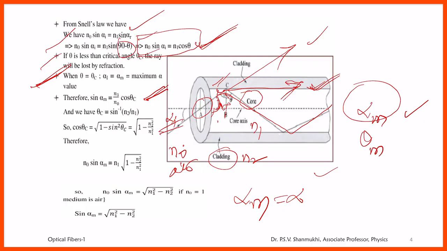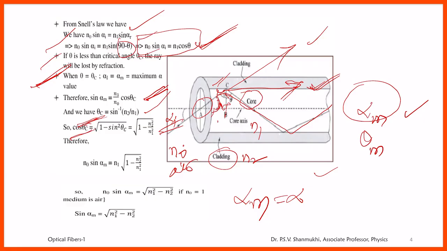Here, so what is this theta c? Again, you apply Snell's law at the point C. If theta is equal to theta c, apply Snell's law. What do you get? N1 sin theta c is equal to N2 sin theta, where theta means 90 degrees. So theta c is equal to sin inverse of N2 by N1. This is theta c, or sin theta c.